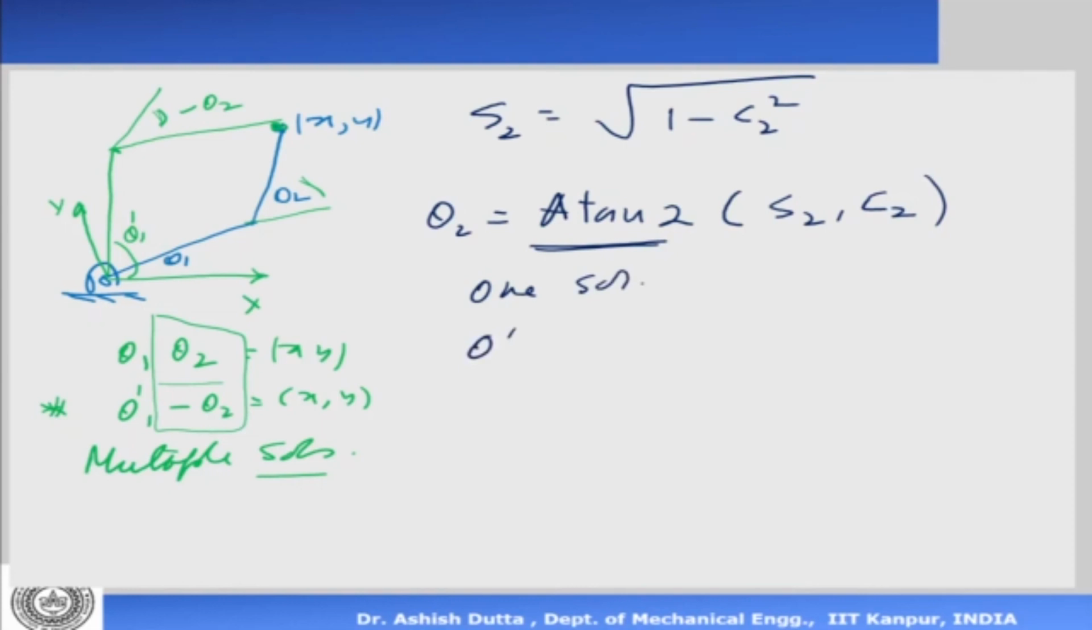So once you have found this solution, what is the other solution? The other solution is minus θ2. As you have seen from here, if this is your plus solution, that's the minus solution. Next we need to find what is θ1. For θ1, again we use a geometrical method. You can use algebraic methods also, but for simplicity we are using the geometrical method here.